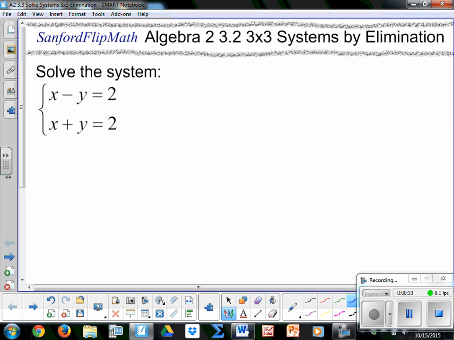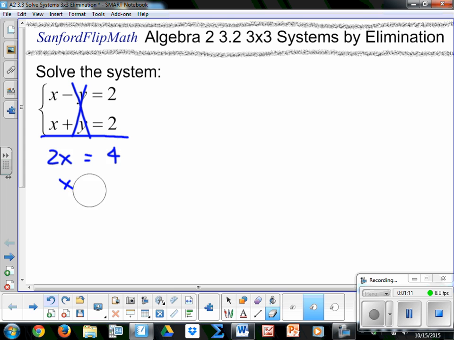The basic idea is match up your x's, match up your y's, match up the equal signs, match up the constants. It doesn't have to be in standard form like these are, but that's typically how we see them. The idea is we want to add equations to make a variable disappear. This one's already set up, from the previous video. Negative y plus y add up to 0. I have 2x equals 4 then, and so x is 2.